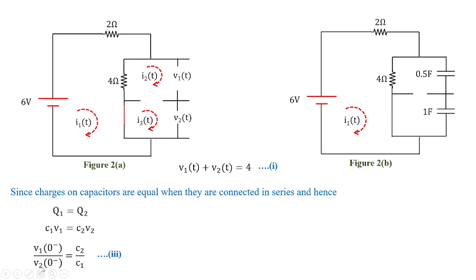From equation 1 we know the relation of V2 in terms of V1. So I'll substitute V2 as 4 minus V1, and I'll get the value of V1 of 0 minus, which is equal to 8 by 3 volts, given by equation 4. And similarly V2 can also be obtained as 4 by 3 volts, given by equation 5. I hope you understood this transformation what we have done over here.